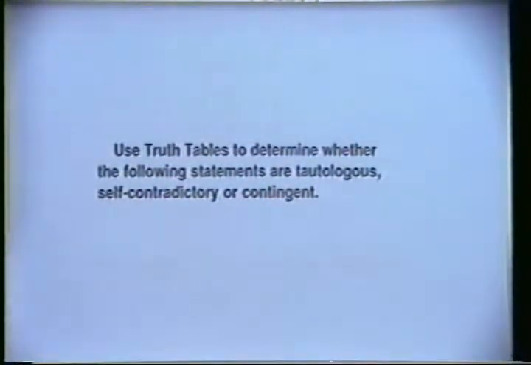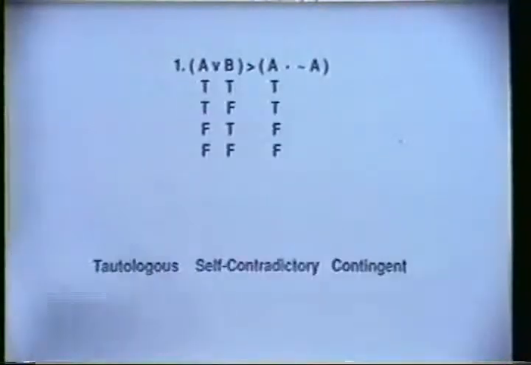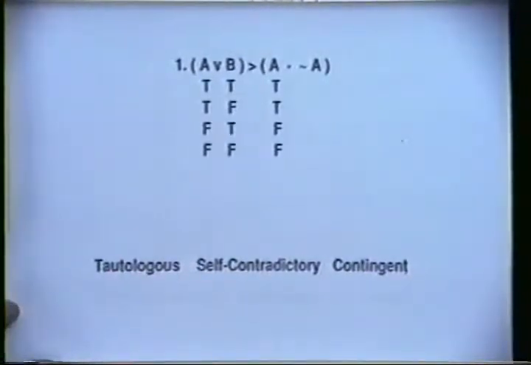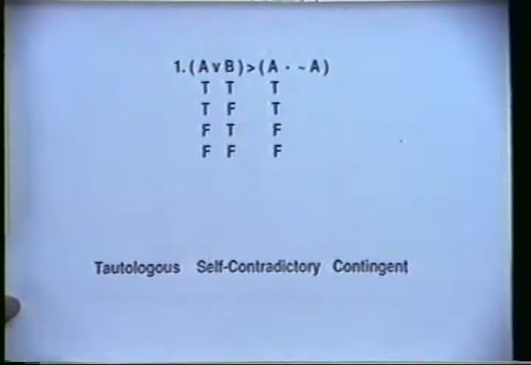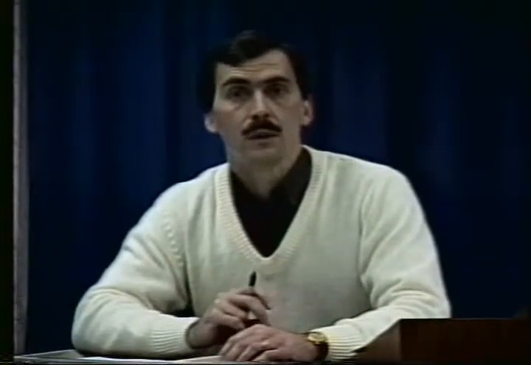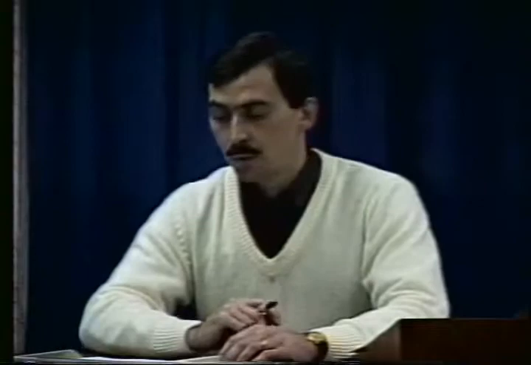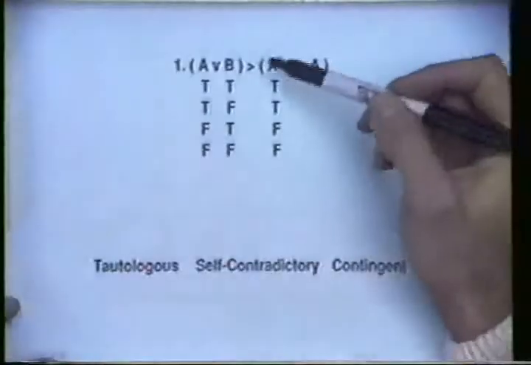Use truth tables to determine, in these cases, whether the following statements are tautologous, self-contradictory, or contingent. And our first example is A or B hooks A and not A. Now, the first thing that we need to do is to fill out the truth table, and we begin doing that by assigning all the possible truth values to the different atomic sentences. You have to do this in a certain order in order that the entire table work out properly. So let's look at how we've begun here.